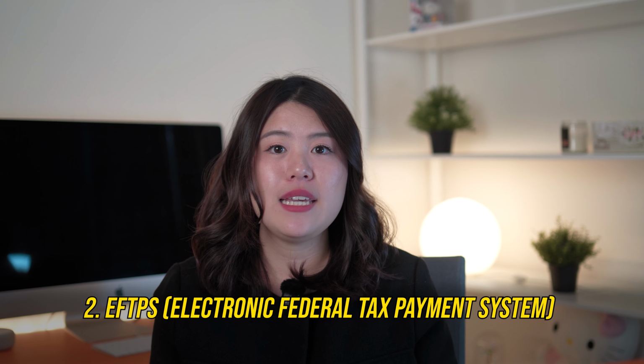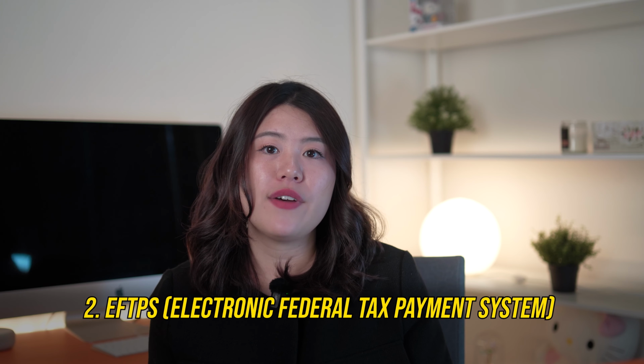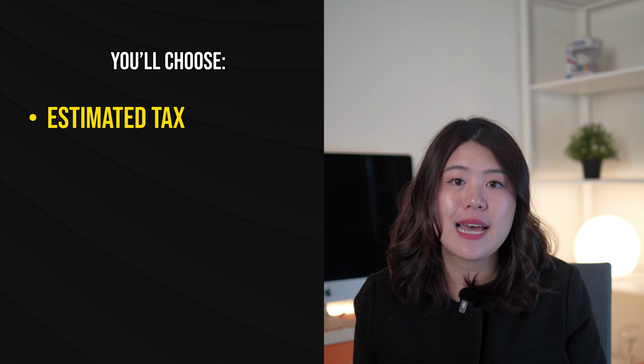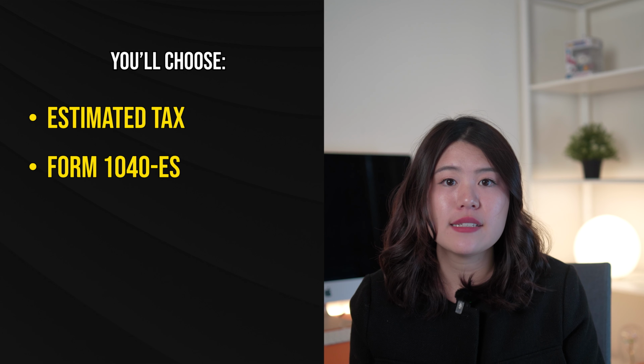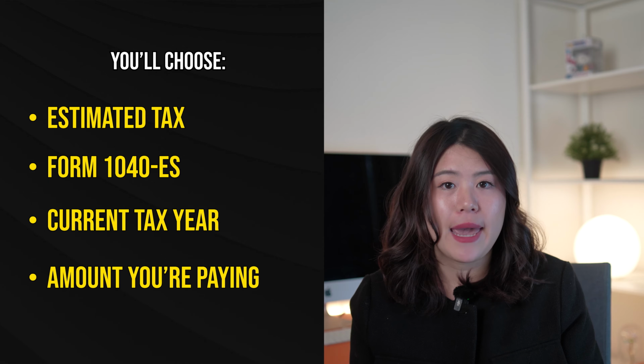Number 2, EFTPS, Electronic Federal Tax Payment System. This is best if you're paying as a business using your EIN. Once your account is set up, you'll choose estimated tax, Form 1040-ES, current tax year, amount you're paying. Double check each detail, submit, and save your confirmation number. You'll need that record at tax time.